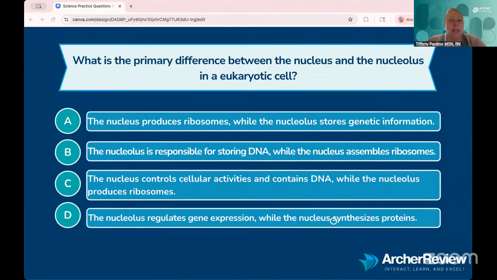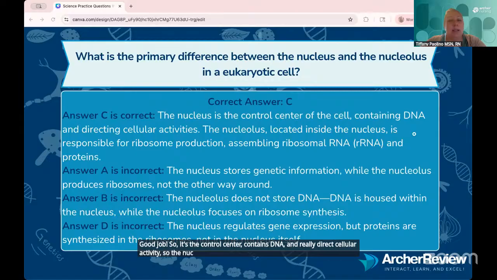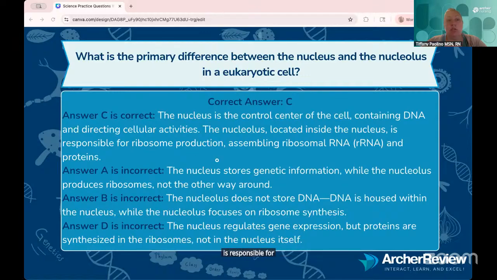Any guesses? If you guessed C, you're absolutely correct. Good job. So, it's the control center, contains DNA, and really directs cellular activity. So the nucleus is located inside the nucleolus, sorry, the nucleolus is located inside the nucleus and is responsible for ribosome production. So the nucleolus, which is inside the nucleus.